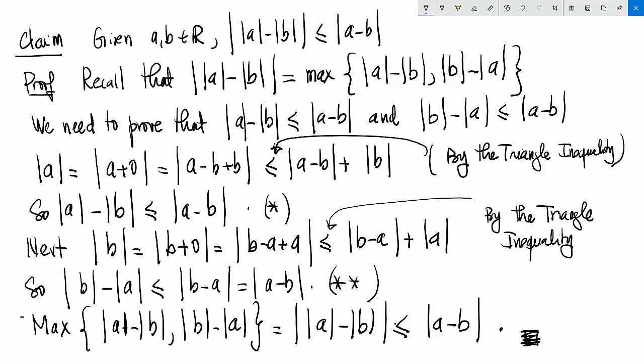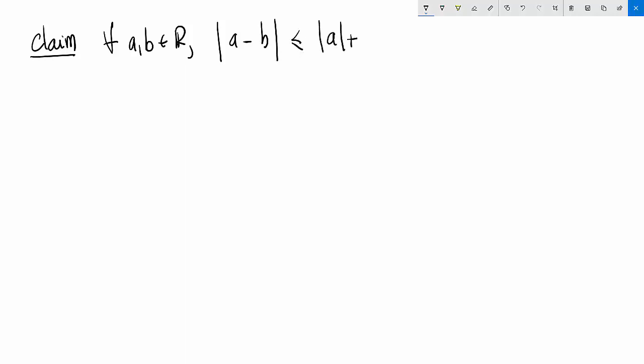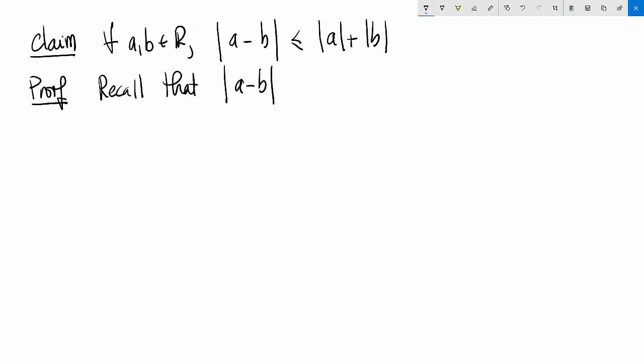And finally, I'd like to prove the last result, which is the following claim. Given a and b, two real numbers, the absolute value of this difference is less than or equal to the sum of the absolute values of a and b. All right, so what is the strategy here? Again, for the proof, we recall that the absolute value of a minus b is the maximum of the set containing a minus b and b minus a.